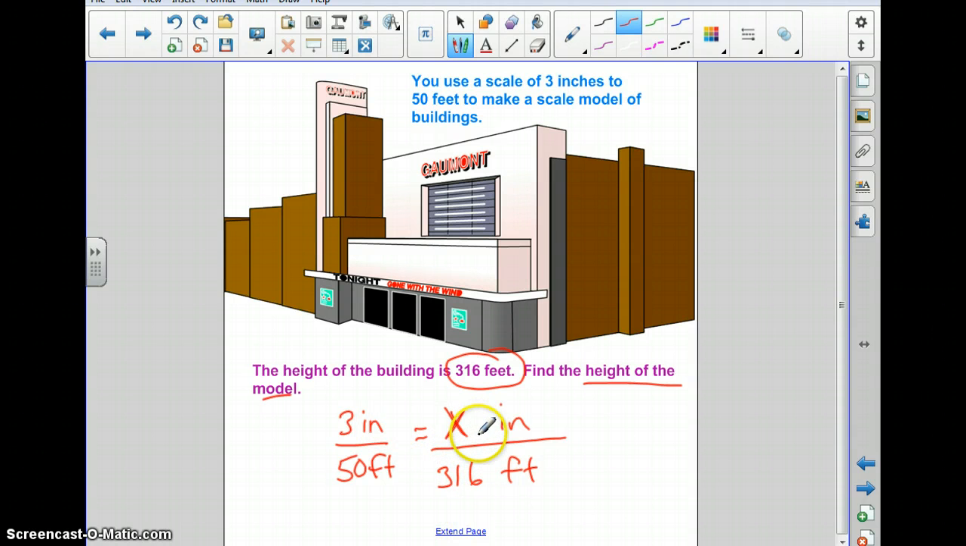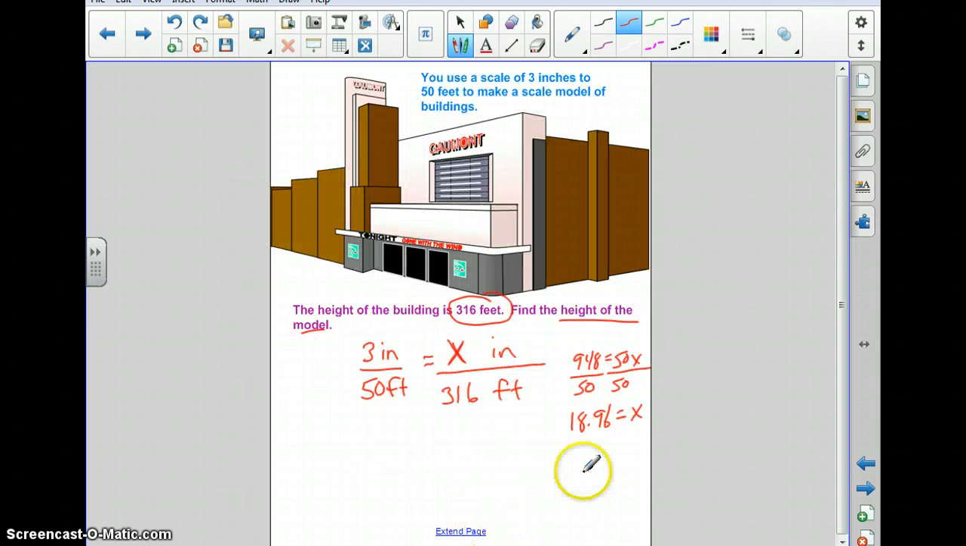316 times 3 is 948 equals 50x. Divide by 50. Divide by 50. My answer ends up being 18.96 equals x. So that'd be 18.96 inches tall. That would be my answer on that one. And I notice my time is getting down to about 45 seconds is all that we have left.